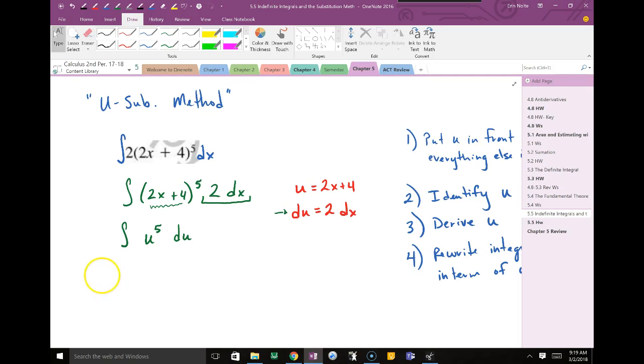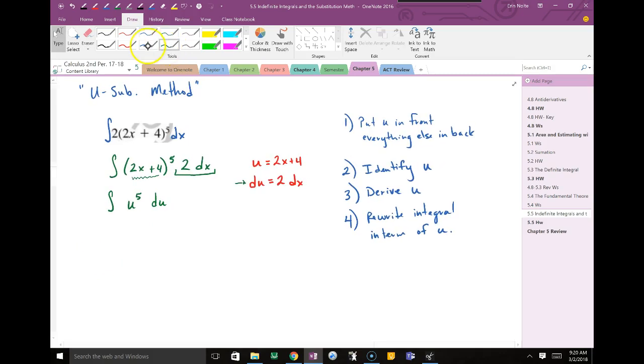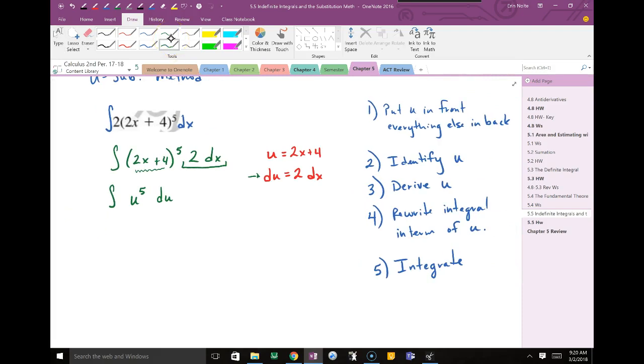Okay, guess what we're going to do next? We're still on our steps, we're not done yet. We're going to integrate the u. So our next step is to integrate. We're just integrating this time; it happens to be in terms of u. What is the integral of u to the 5th power? 1/6 u to the 6th. There you go, good. What do we need to have at the end of this?